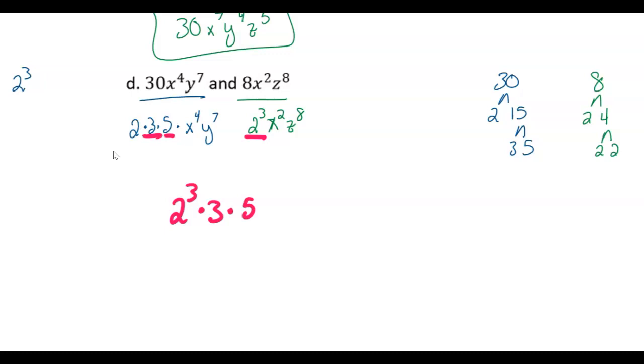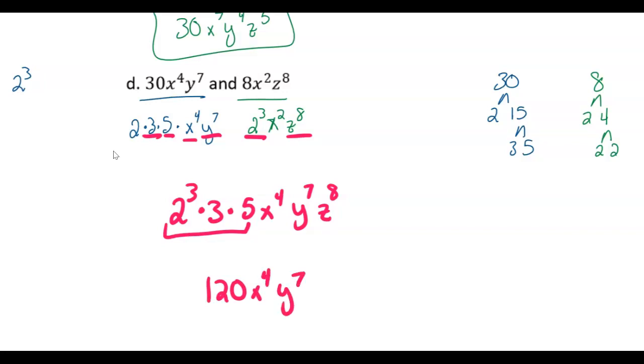Okay, compare the x's. X to the 4th and x squared. X to the 4th is definitely higher. Use x to the 4th. Compare the y's. Y to the 7th, and then no y's. Y to the 7th is definitely higher. Compare the z's. Z to the 8th, and then no z's on the left one, we need to use z to the 8th. So I'm going to multiply this. Feel free to use your calculator to do that. And so we're going to have 120, x to the 4th, y to the 7th, z to the 8th.